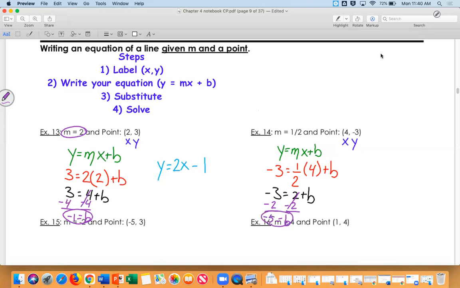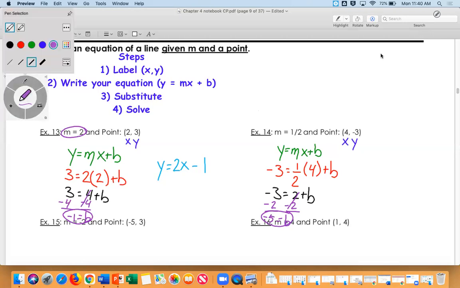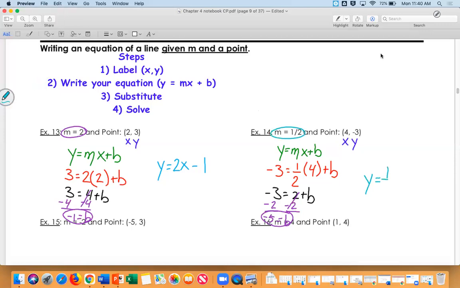Now I have M and I have B. In order to find the equation, I have M, that's 1/2. So I write y equals 1/2 x minus 5. Do you guys see how to do that? You see how we're just following the steps? Okay, I want you guys to try 15 right now on your own. Just try 15. Follow the steps.